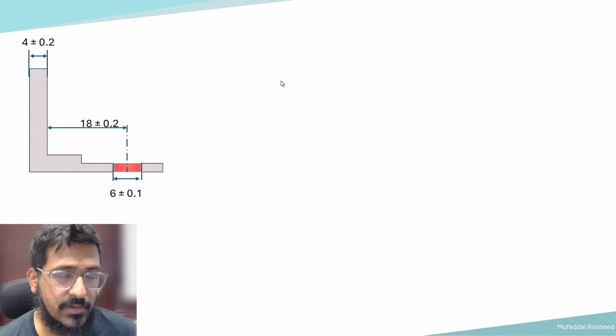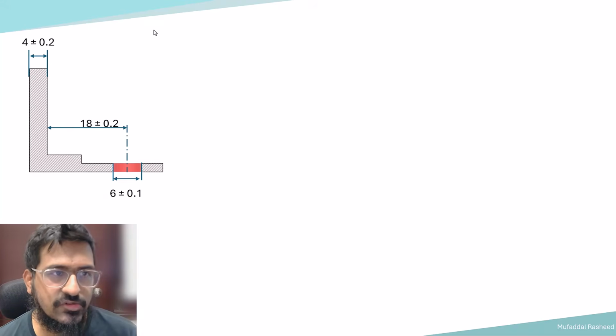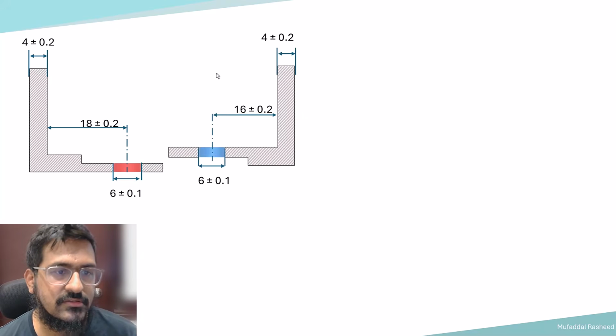So the first step in performing the tolerance stackup analysis is to understand the sources of variation. For that, we need to look at the drawings of the individual parts. So let us say that the drawing of the two plates or the two brackets is something like this. This is the red color part, this is the blue color part.